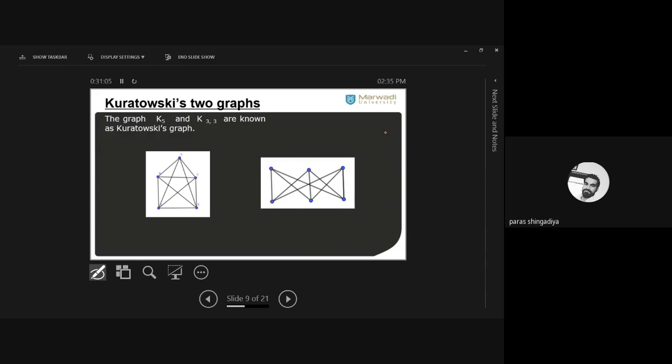9 edges. Okay, 3 into 3, 9 edges there. 6 vertex with 9 edges. So it is a minimum number of vertex, 6 vertex, and minimum number of edges, 9 edges, in a complete bipartite graph, which is a non-planar graph. That is a bipartite graph which is non-planar.